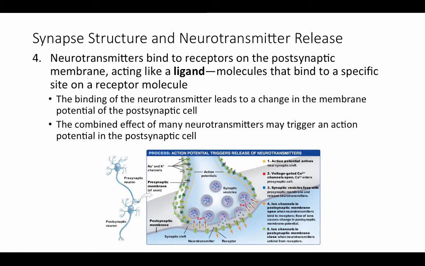So now, as we've seen before when we talked about graded potentials, those neurotransmitters are going to bind to receptors on the postsynaptic membrane, acting as a ligand. And remember that ligands refer to molecules that bind to a specific site on a receptor molecule. The binding of the neurotransmitter leads to a change in the membrane potential. Remember, they're going to open these ligand-gated ion channels, and then the combined effect of many neurotransmitters may or may not trigger an action potential in the postsynaptic cell.